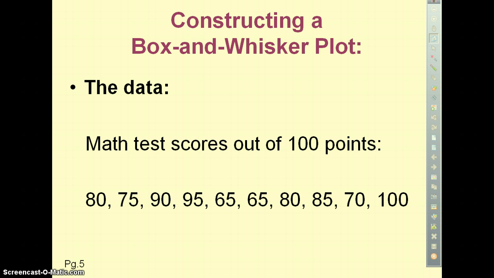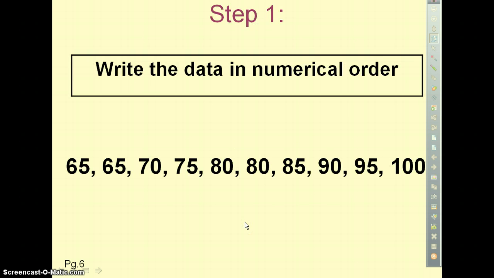All right, I want to show you how this works. All right, here's a set of data. These are math test scores, and these are all percentages. I've got 80%, 75%, 90%, 95, 65. Okay, so here's a set of data. The first thing that you need to do is put your data in numerical order. So we've got to put them in numerical order, lowest number here, highest number here.